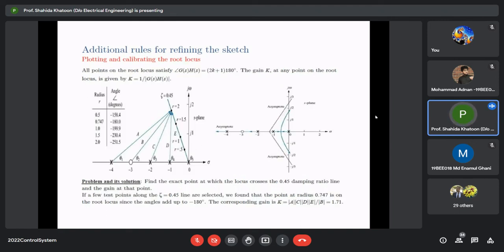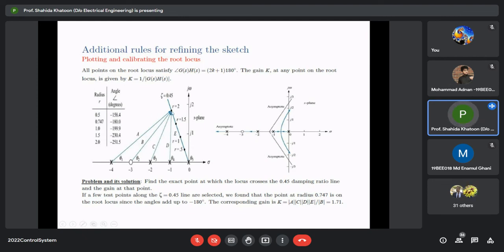Angle of GsHs equals 2k plus 1 into 180 degrees. The gain k at any point on the root locus is given by k equal to 1 upon mod of GsHs. So what you do, you plot the pole zero configuration of the given system like this. Suppose we are having a pole at 0, a pole at minus 1, a pole at minus 2, a zero at minus 3, and a pole at minus 4. Right? So how do you proceed? You take one point. Suppose we are taking this point, then you join all these poles and zeros to that point and find out the length of the phasors A, B, C, D, E, right?